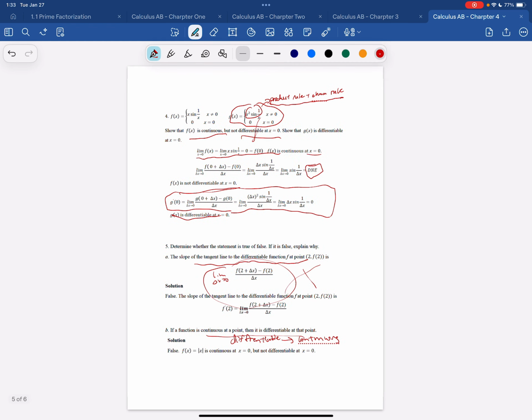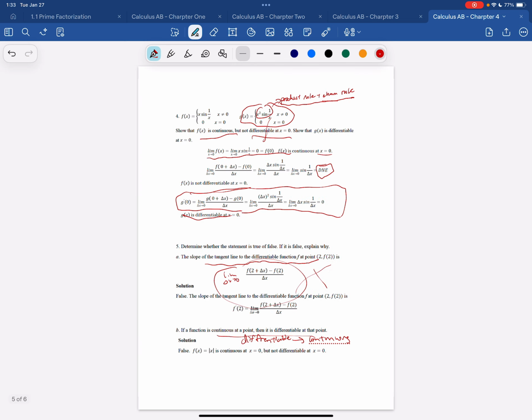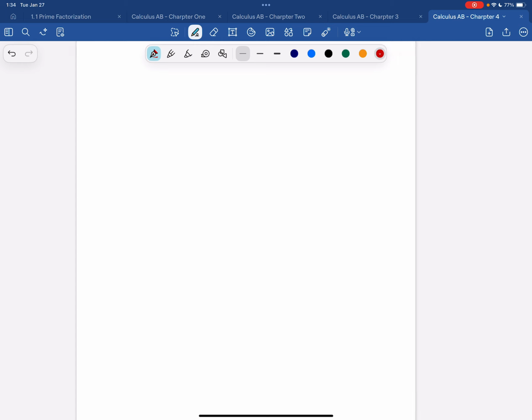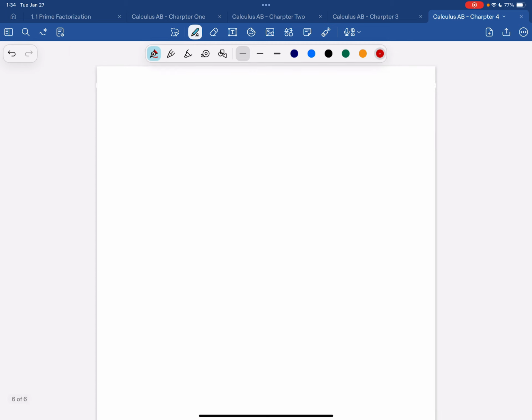That's all for today's class, I guess. But no, I'm just going to do a quick summary. In this unit, we talked about differentiability, the basic definition of limits, the definition of derivatives, and we also talked about derivative rules.